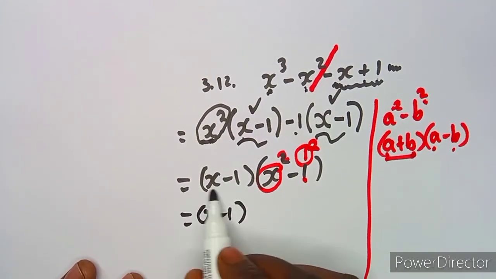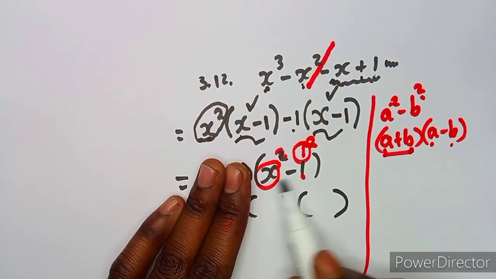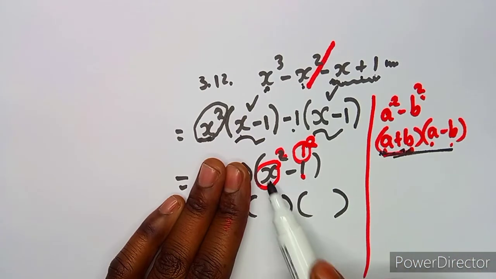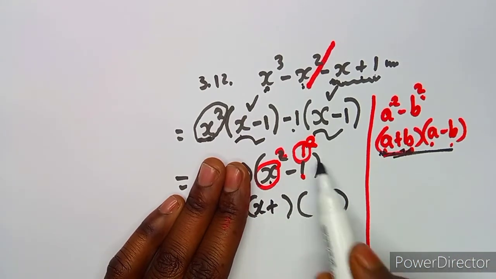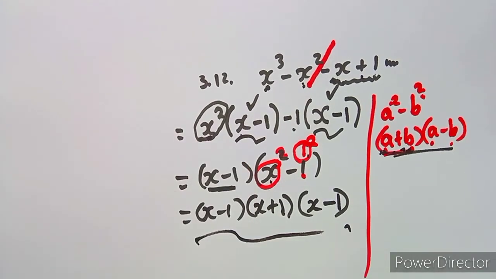x minus 1, the one that we already have here, and this difference of 2 squares is going to give us 2 brackets, which is a plus b, which is x in this case, plus our b, which is 1, and x minus 1. So as you can see, we have fully factorized now. It is very, very important that you cross-check after, whether you simplified to the simplest form or not. If not, we have to simplify further. That is the condition of these questions that you'll be given.